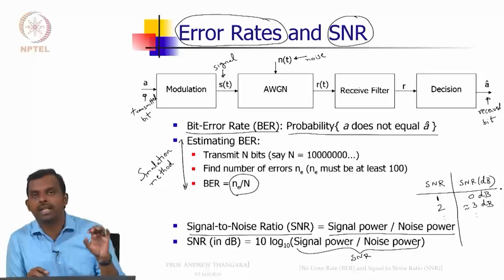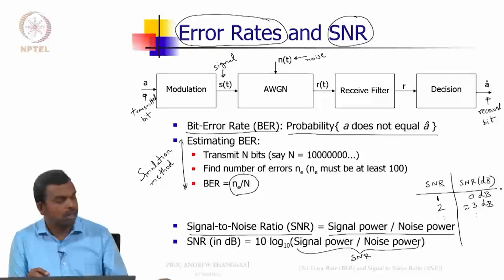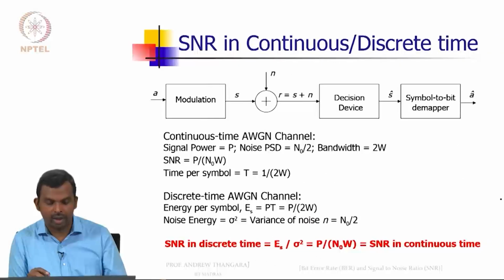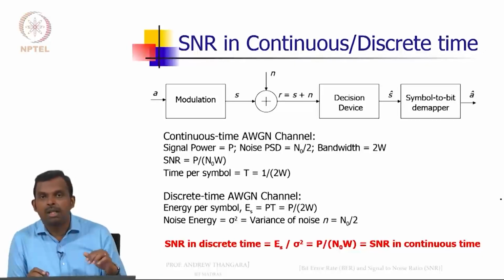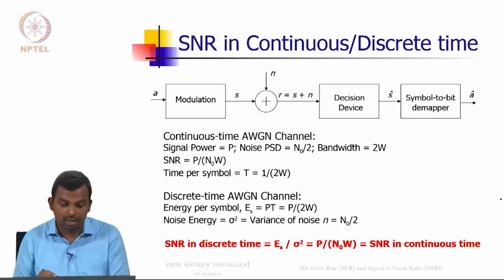How is bit error rate related to SNR? How does bit error rate vary with respect to SNR? One can also do a nice and simple theoretical calculation for this, but before that I want to spend a little bit of time talking about this SNR in continuous time and discrete time very quickly, just to convince you how this works.